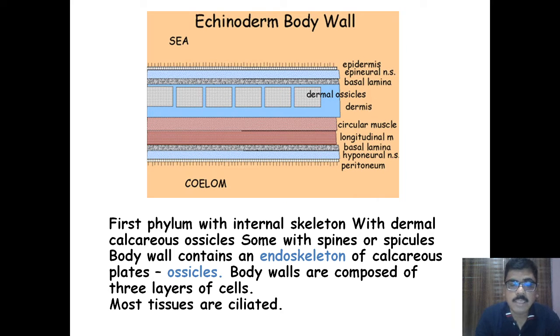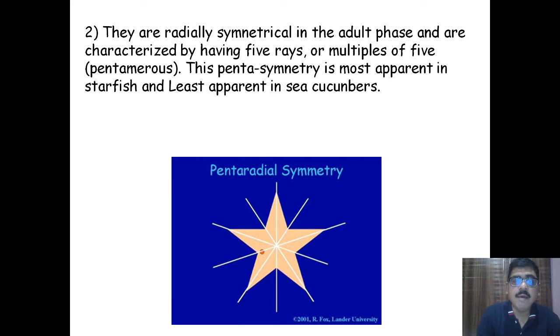Then the body walls are composed of three layers of cells, and most of the tissues are ciliated. They are radially symmetrical, meaning most of the echinoderms are radially symmetrical in the adult phase and are characterized by having five rays or multiples of five. That is the pentamerous symmetry.